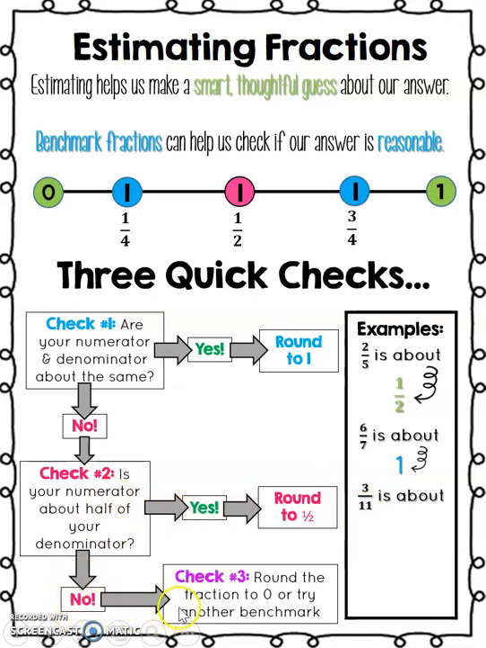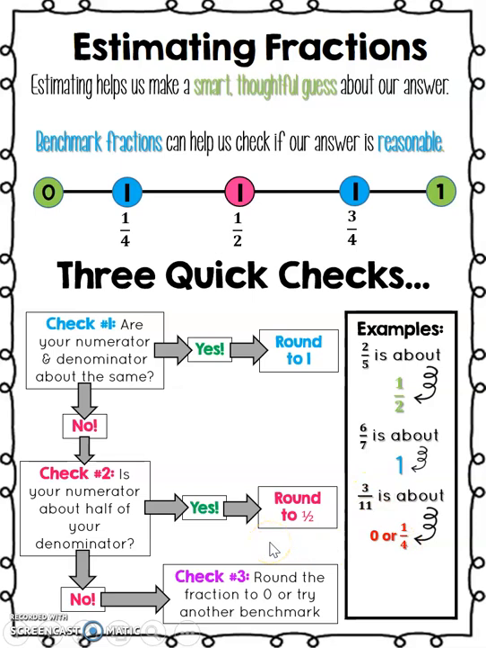Now I'll look at check number 3, which is to round the fraction to 0 or try another benchmark. 3 and 11 are pretty far apart from each other, so I'm pretty confident that I could round this to 0. You could also use the benchmark 1/4 because 3/12 is exactly 1/4.